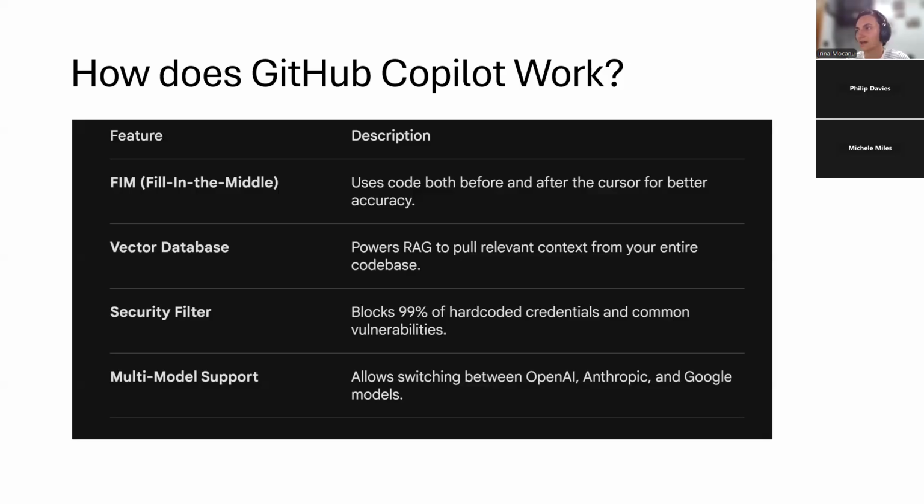Then it's using a RAG system, and I've talked about this in another live webinar, to fetch relevant context, so to fetch files relevant to your prompt. And then it also blocks hard-coded credentials and common vulnerabilities. And as we know by now, it allows switching between models.